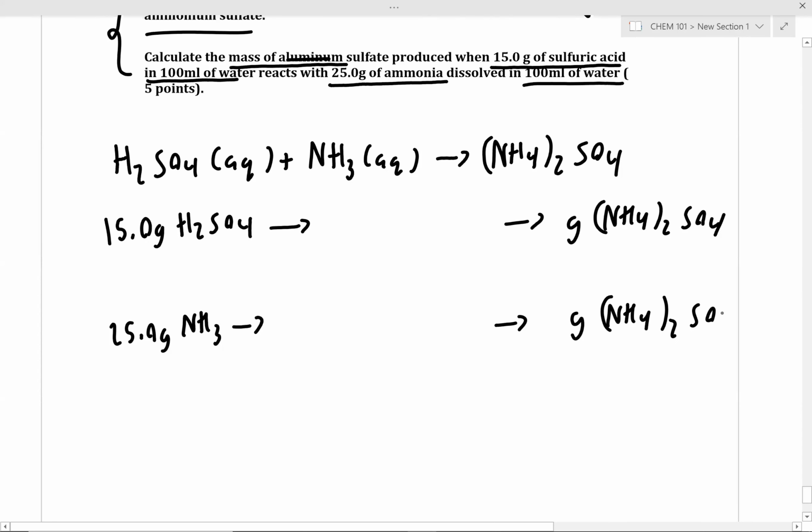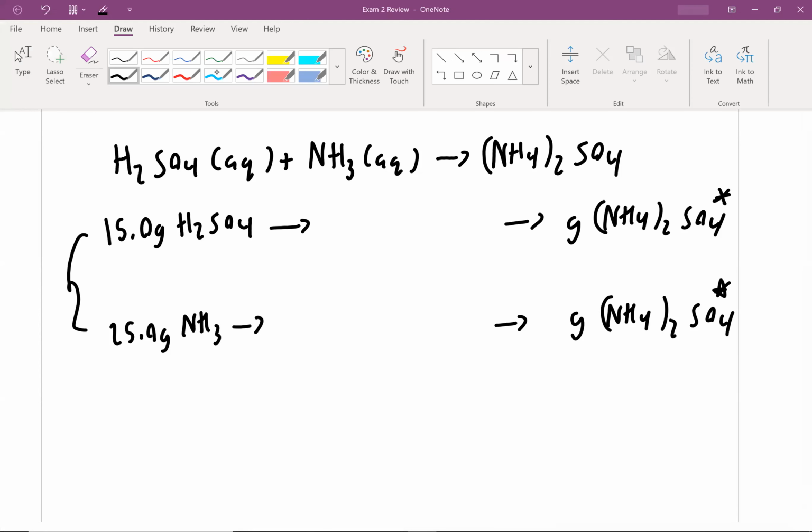So we always have to be on the lookout for limiting reactants. So we're going to calculate the expected mass of product from both of these reactants, and then the reactant that produces the least amount of product is the one that is limiting, and it's going to determine how much product we actually get. Does that make sense? Okay. So let's now execute on this idea.